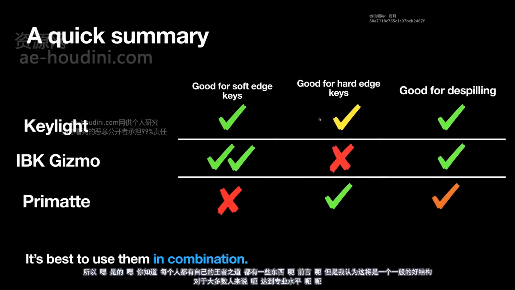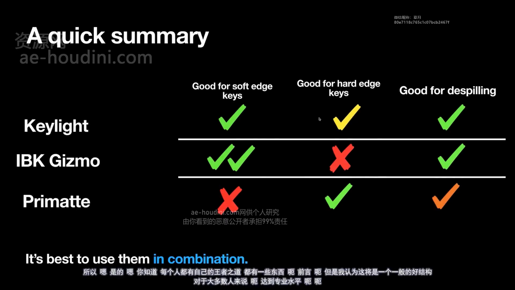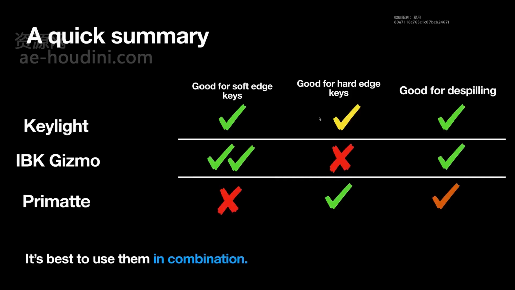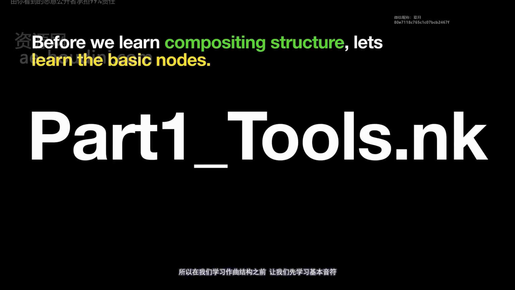So yeah, everyone has their own way of keying. It's just something to preface and say that. But I think this will be a general good structure for most people to get up to the professional level with. So before we learn compositing structure, let's learn the basic nodes.